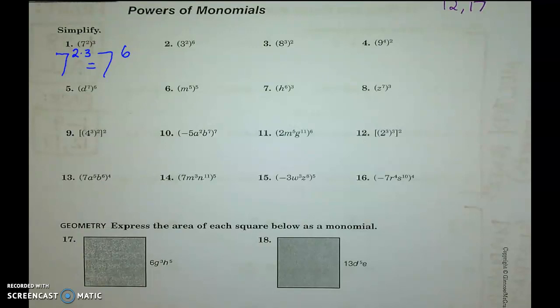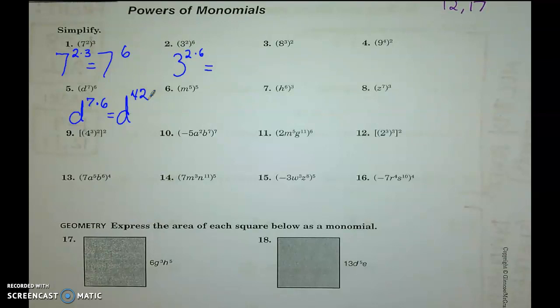Okay, so number 2, 3 to the 2 times 6, and that will get your answer. Try number 3 and 4 on your own. Number 5, d to the 7 times 6. Okay, when you multiply 7 times 6, that ends up with d to the 42nd power. Okay, you're going to go ahead and finish up 6, 7, and 8 on your own.